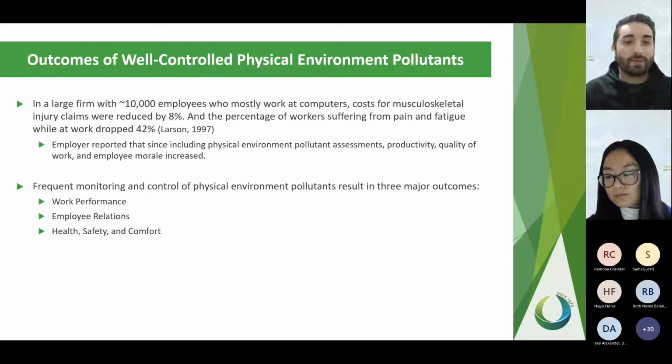And then what other employers and even this employer consistently report is that when physical environment pollutant assessments are conducted, they see increases in productivity, quality of the work being performed, and the employee morale increases. So when you're doing the frequent monitoring, the outcomes can be grouped into three major categories or major outcomes. So we have the work performance, employee relations, and then the most important for me is health, safety, and the comfort of the occupants.